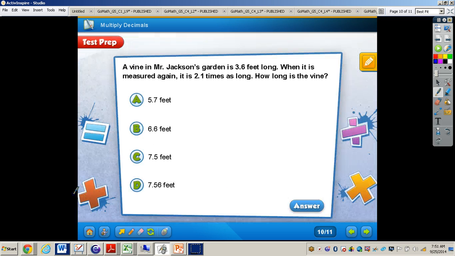Okay, moving to the conclusion of the video, I want you to work through problem 27 on page 190. When you are finished, you can press play and I will have the answer for you. So pause the video now. Okay, the answer is letter D, 7 and 56 hundredths feet.